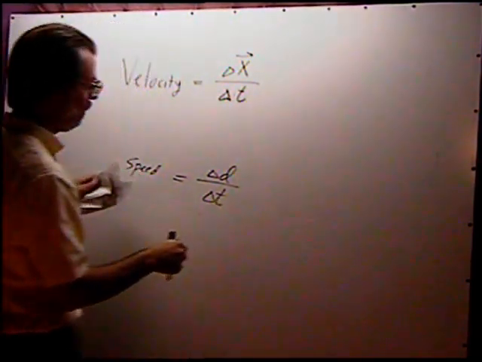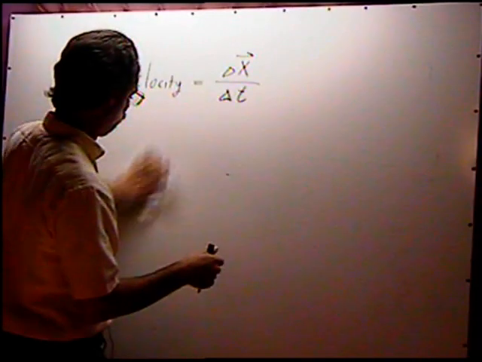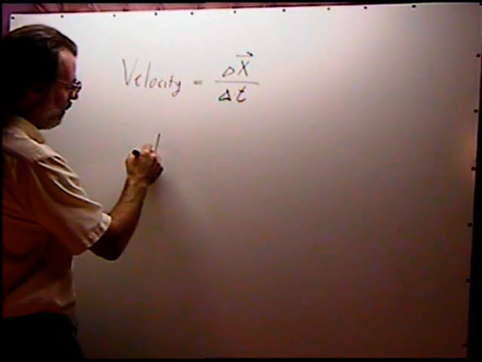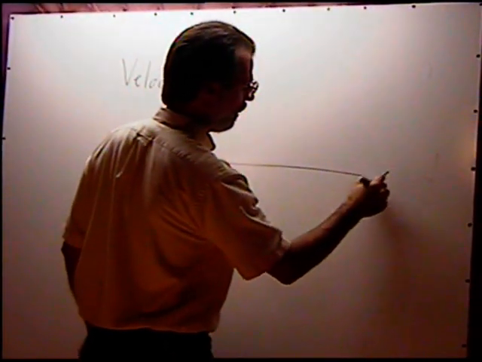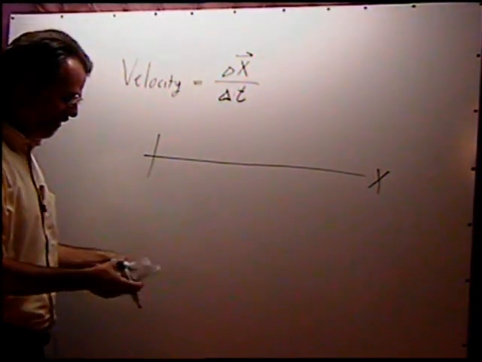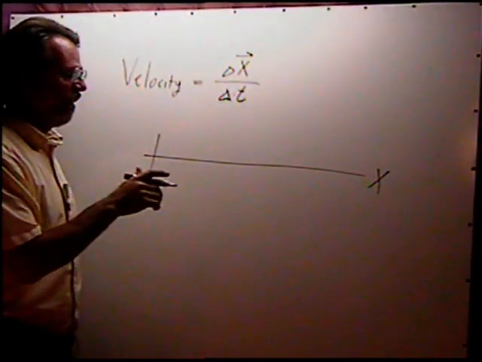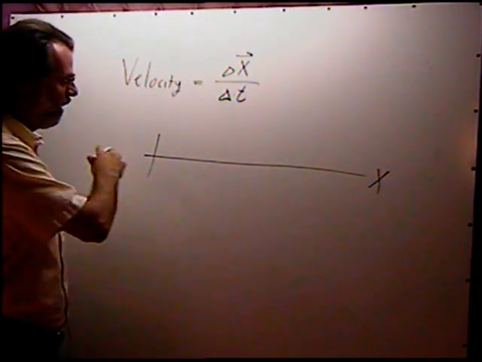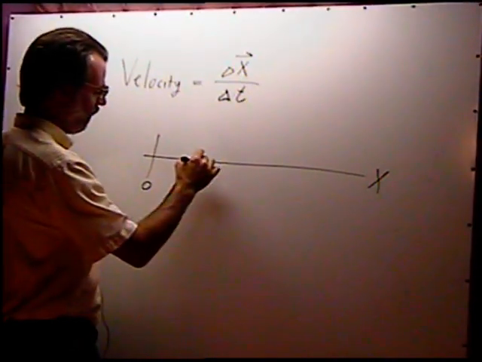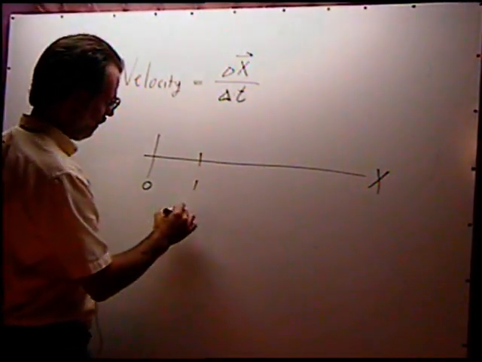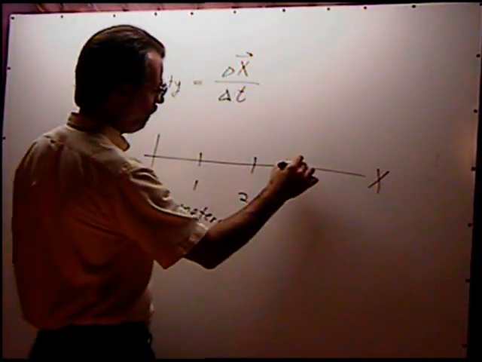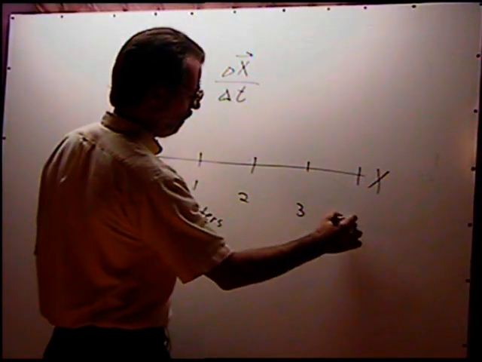Now the difference is this. Whenever we do a physics experiment, we always set up a coordinate system. This is motion in one dimension, so we're going to have an x-axis. We're going to assume all the motion goes up and down the x-axis. So if this is 0, this is 1 meter. Let's suppose this is in meters. 1 meter, 2 meters, 3 meters, 4 meters.